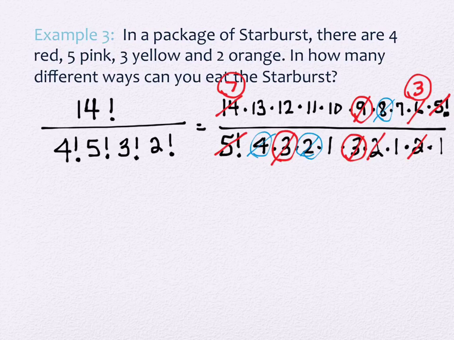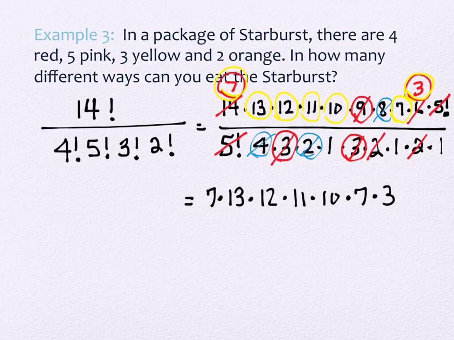Now here's the catch. You've got to be really careful not to lose any of these guys on top because it's easy to do. So right now you have 7, 13, 12, 11, 10, 7, and 3. Don't forget the 7 that's over there. Right? So you grab your calculator and you're going to multiply 7 times 13 times 12 times 11 times 10 times 7 times 3. And what do you get?